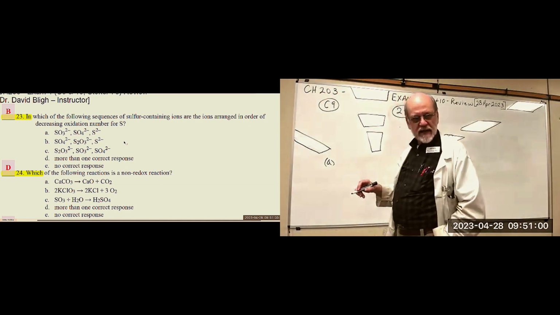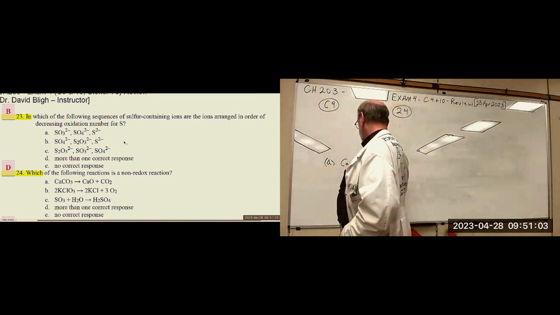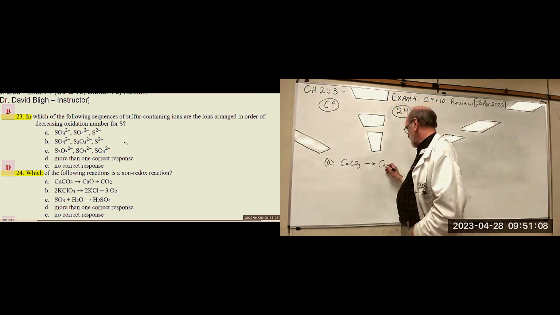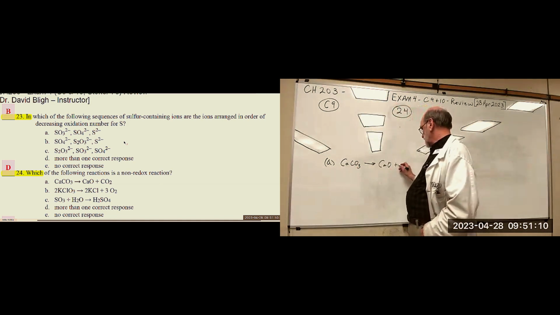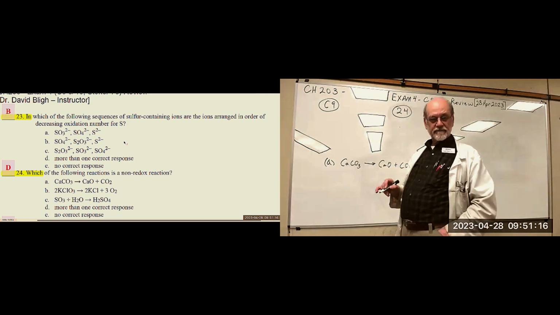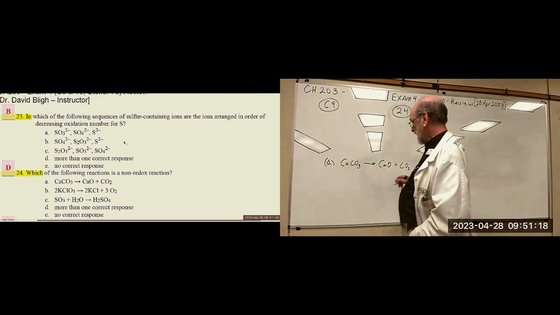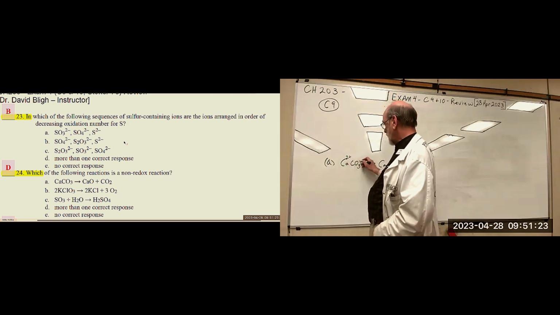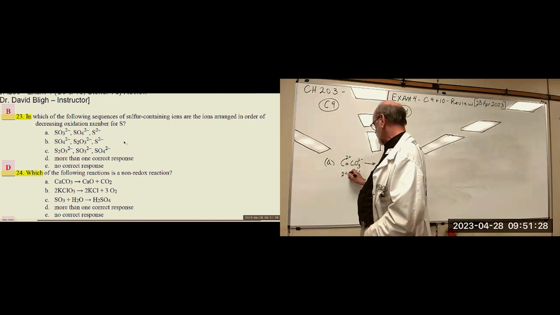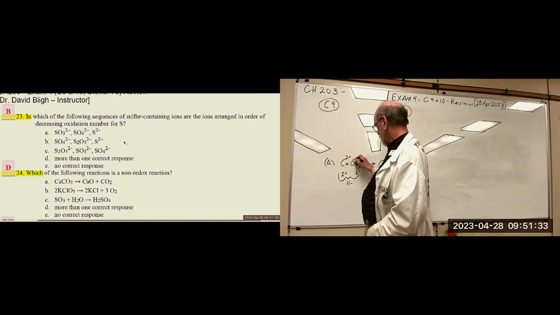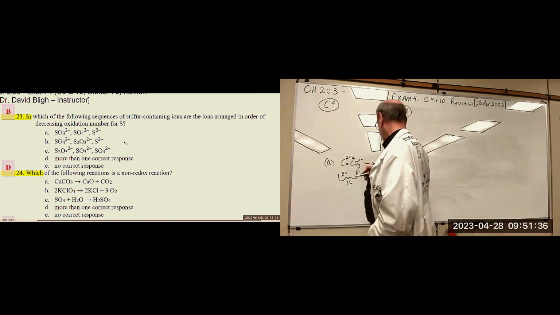First one, calcium carbonate yields calcium oxide plus carbon dioxide. Is that a redox reaction? Well, let's see. Calcium is an alkaline earth. It's always a 2+. Oxygen is a 2 minus. So that's a 6 minus. And a 2+ is 4 minus, which makes this one a 4 plus.